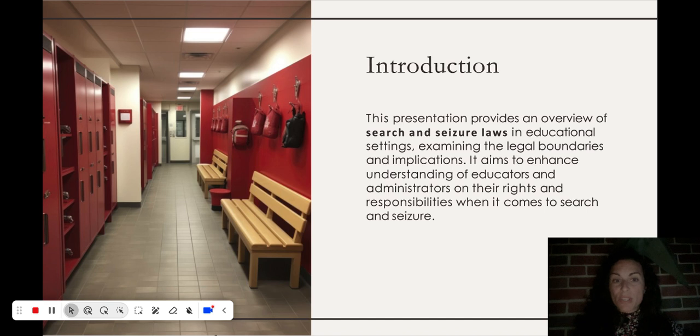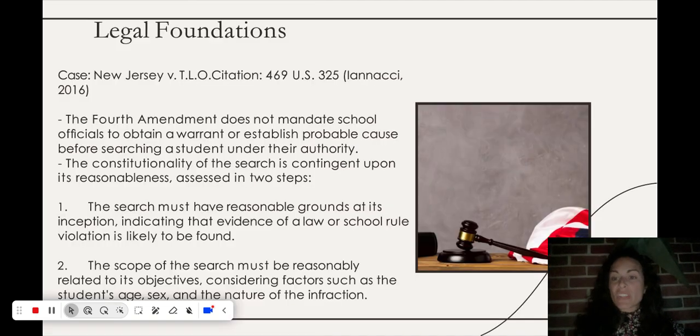After this, I hope that you have a better understanding of what the rights and responsibilities of educators and administrators are during search and seizure. The first thing we're going to talk about is the New Jersey v. TLO citation. It's listed here.